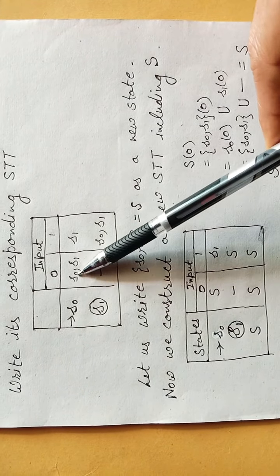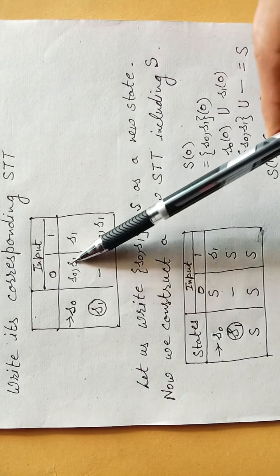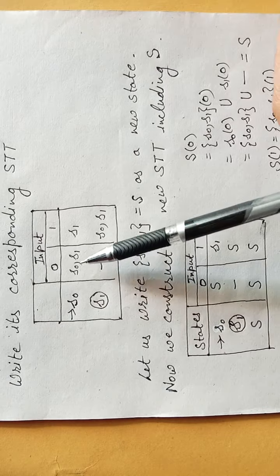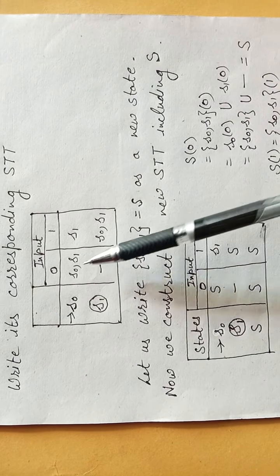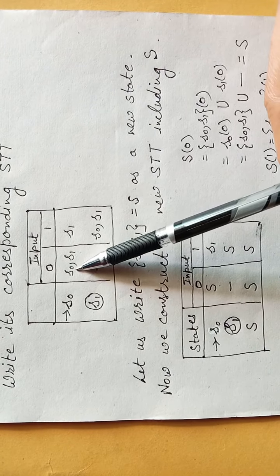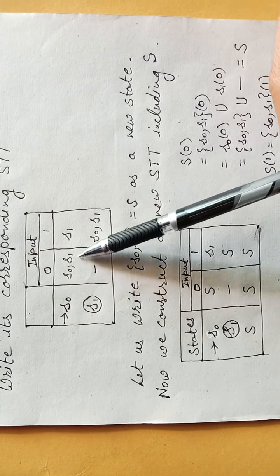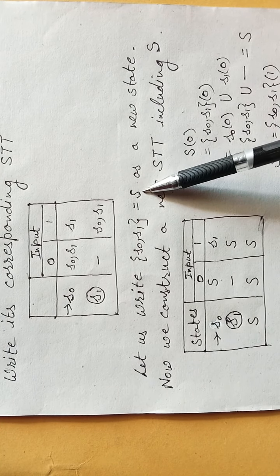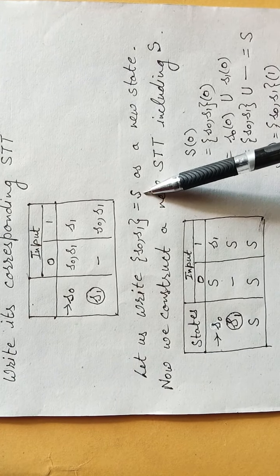Now we see, because of these two entries, this is a non-deterministic finite automata, and both the pairs are same. So we consider S0 S1 as some new state, capital S.